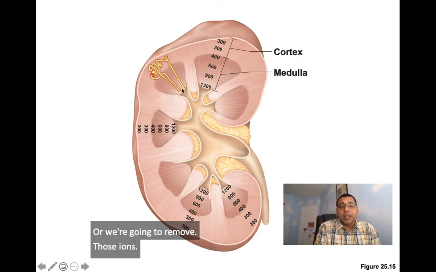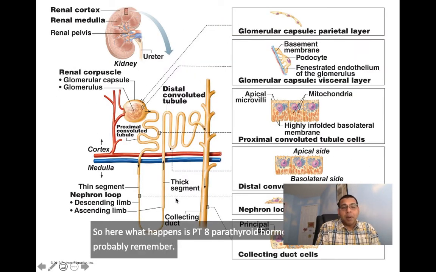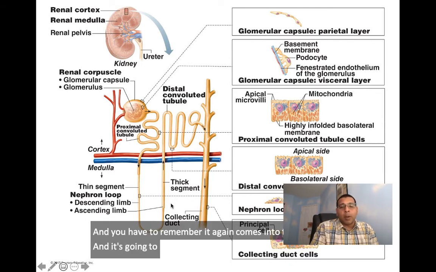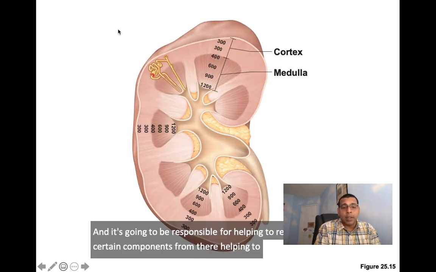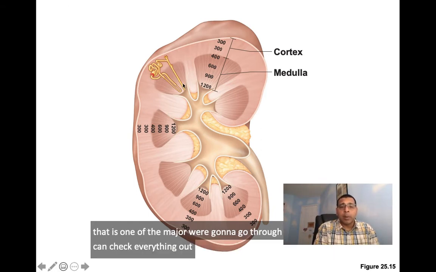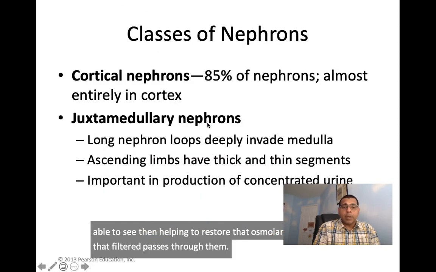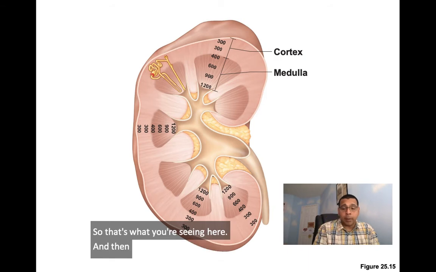So here, PTH, parathyroid hormone, which you guys probably remember, and now you have to remember it again, comes into the picture. It's going to be responsible for helping to reabsorb certain components from there, helping to restore, you can see that's one of the major components. Again, we're going to go through and check everything out in detail. Here you're going to be able to see it helping to restore that osmolarity as the filtrate passes through. So that's what you're seeing here, and again, we're actually going to see it.